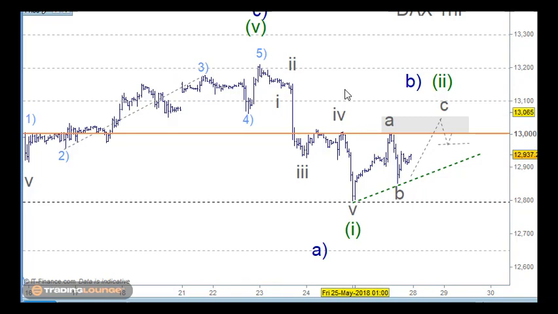So yeah, I just really want to resolve this a little bit. This move up here can be counted as 5 waves. So, I want to see a little bit more of this particular pattern at this major trading level here.